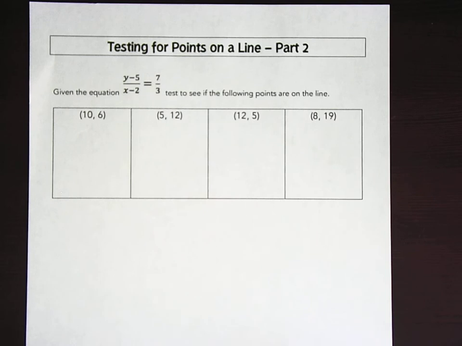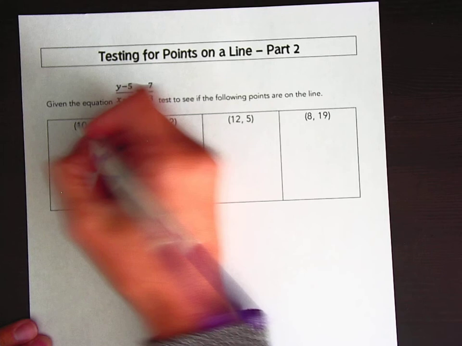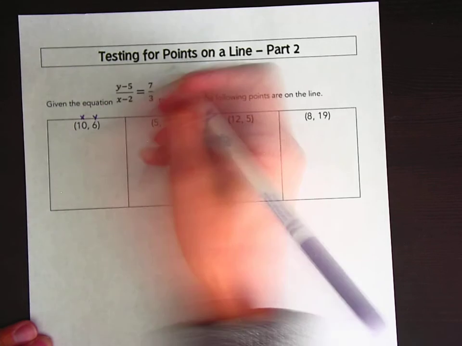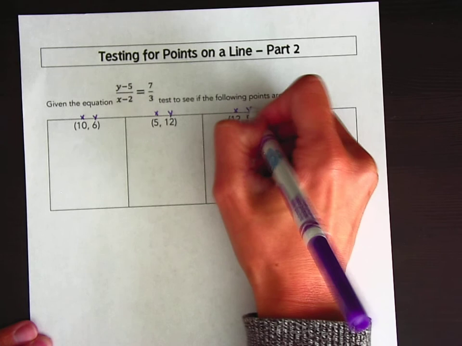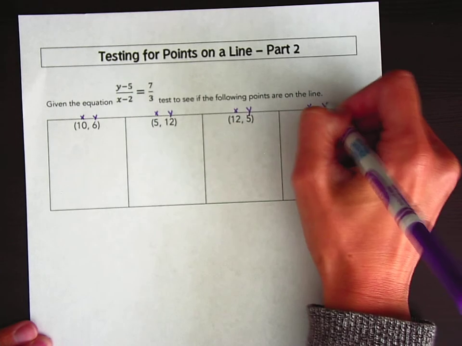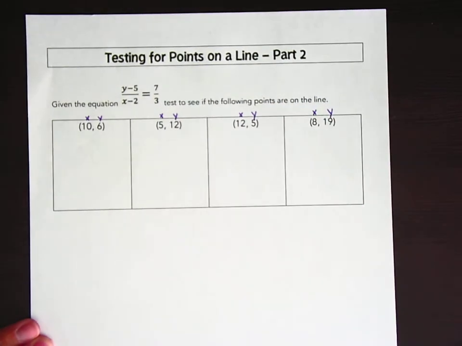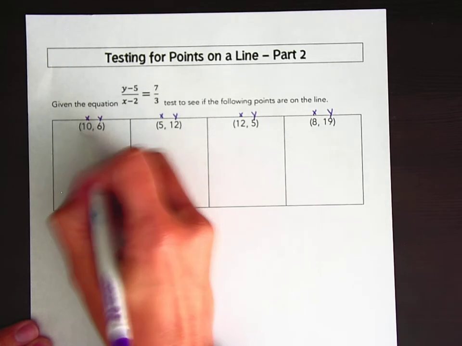So just a reminder that all of our ordered pairs are in the form of x, y. So I know this is x and y for each of my coordinates. And I like to label that because it helps me stay organized as I start to test these points. So let's go ahead and start with the first one.